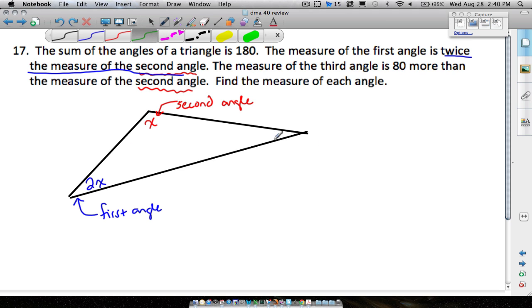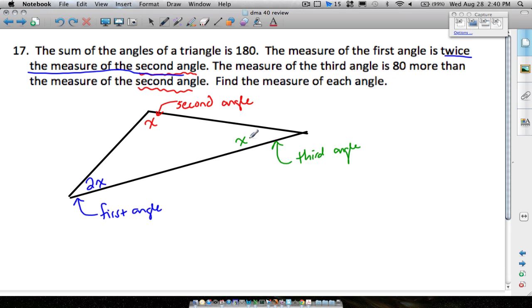And now for our third angle, the measure of the third angle is 80 more than the second. 80 more than the measure of the second angle. The second angle is x, and since the third angle is 80 more, it's going to be x plus 80. This means 80 more than the second angle, since again we call the second angle x.